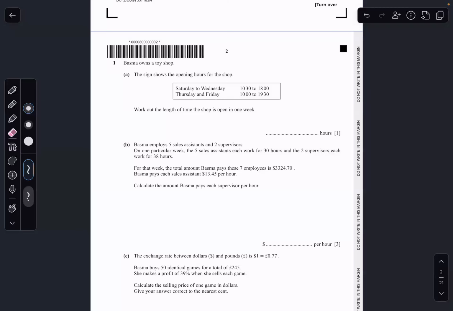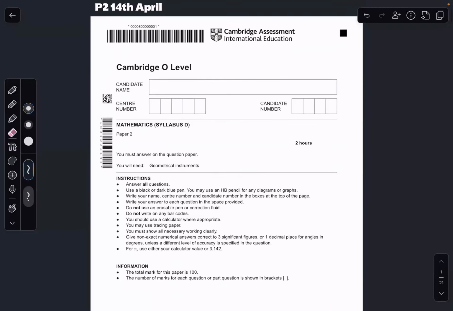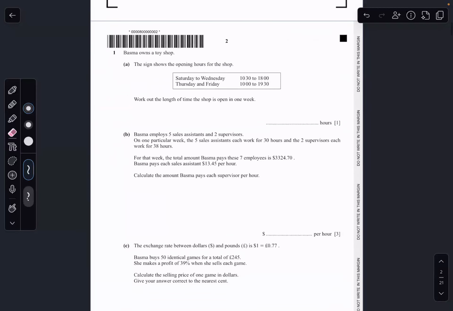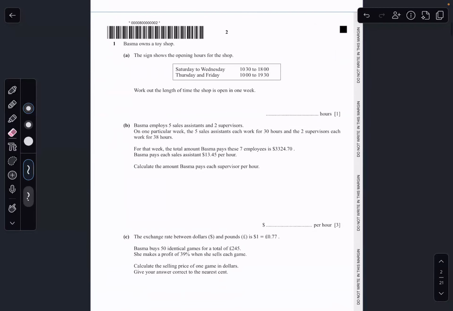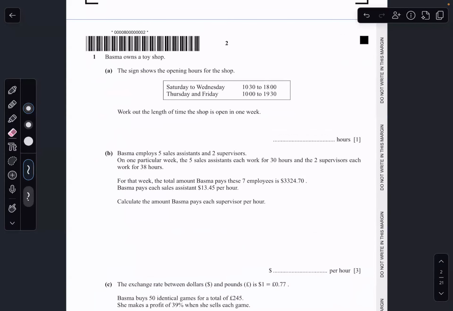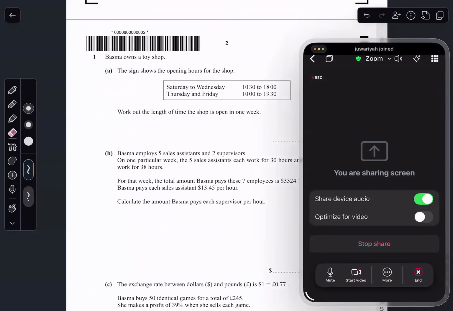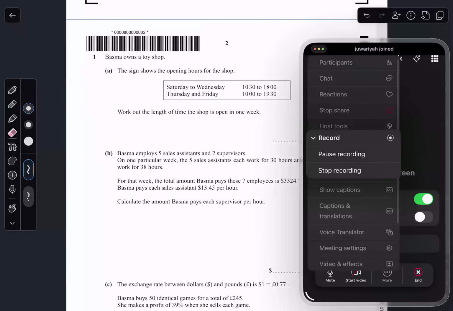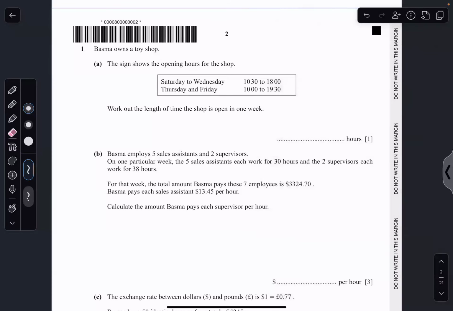Okay, so let's start. So this was P2, the calculator version. And let's start with question number one. Now for question number one, let's start. The first one over here.